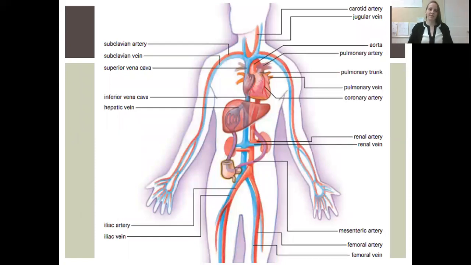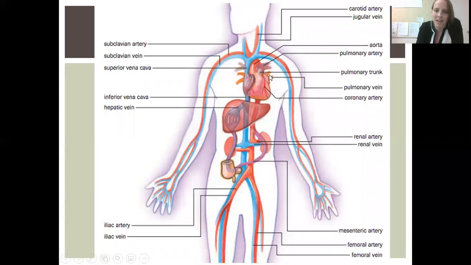So this is just kind of showing all of these things. Again, red is usually oxygenated, blue is deoxygenated. So you can see the subclavian arteries and veins going out to the arms, the carotid artery and jugular vein going up through the neck. We have our femoral vein and femoral artery going down the thigh. You've got the renal vein and the renal artery going to the two little kidneys.